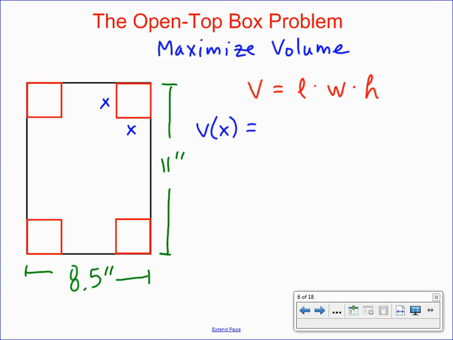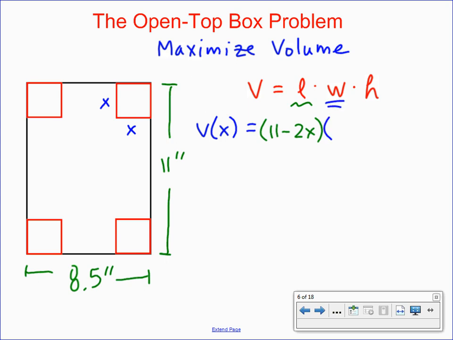Well, let's go ahead and take a look at the length here. The length of this box, we'll call it L, started at 11, but now we've cut out a square on top and a square on bottom, which would leave me with how many inches? Well, start with 11 and then take off each of those corners. So I have L equals what? 11 minus 2x. So 11 minus 2x is going to be the length.